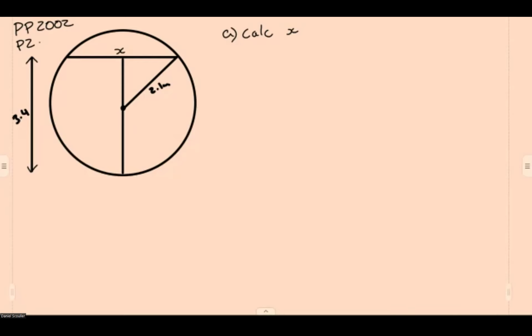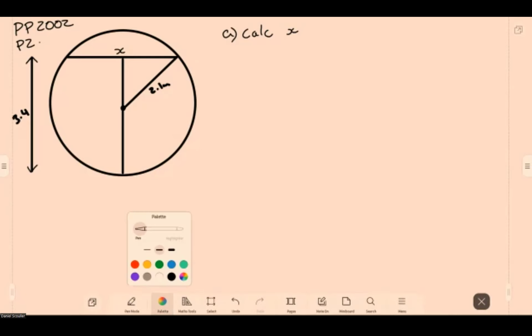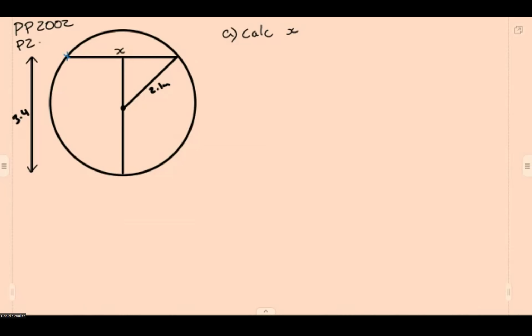Okay, guys, so we're going back a couple of weeks, last week or maybe the week before, when we were doing Pythagoras. What we're seeing here is a circle, and we've got a line that they've given us as length x that goes from edge to edge.